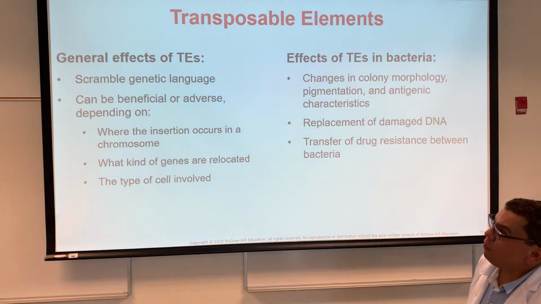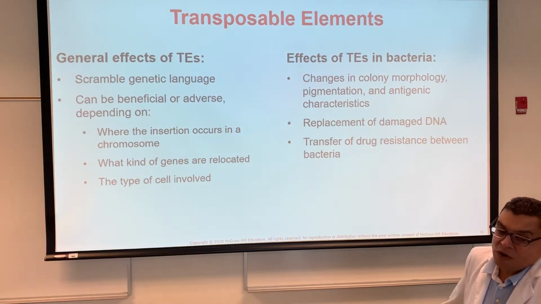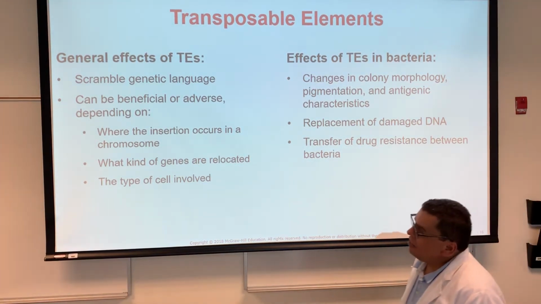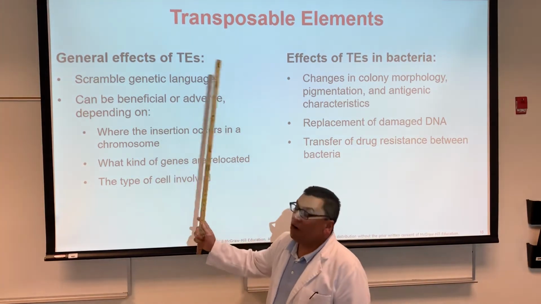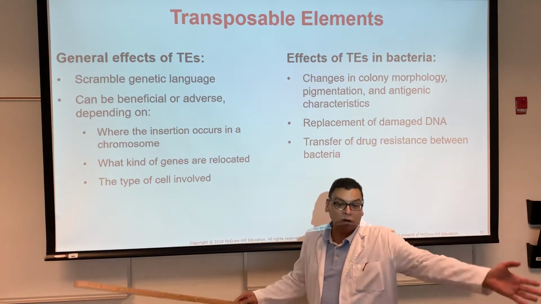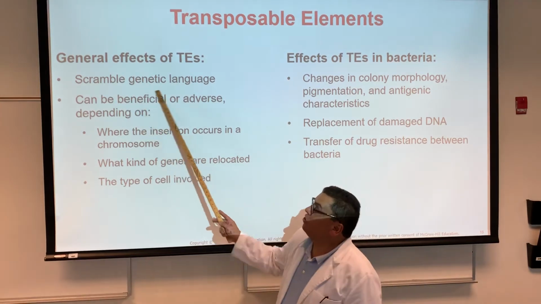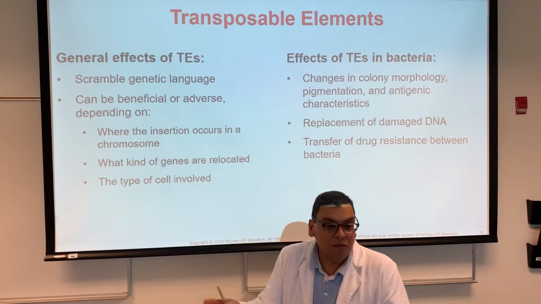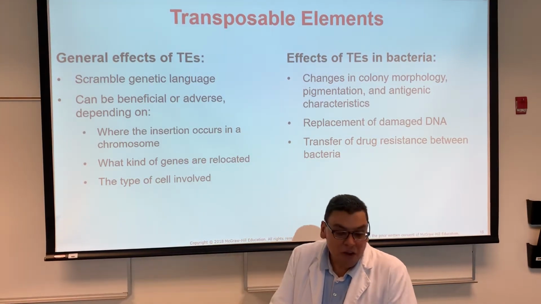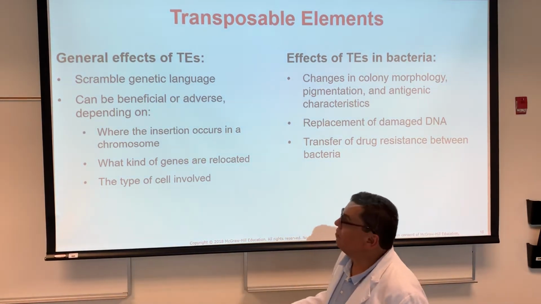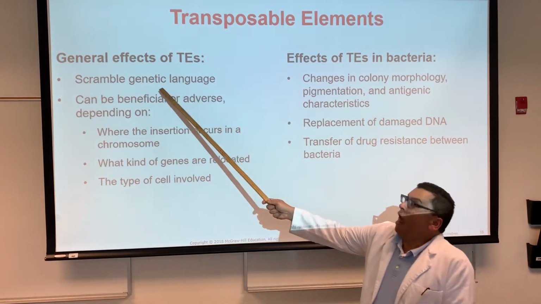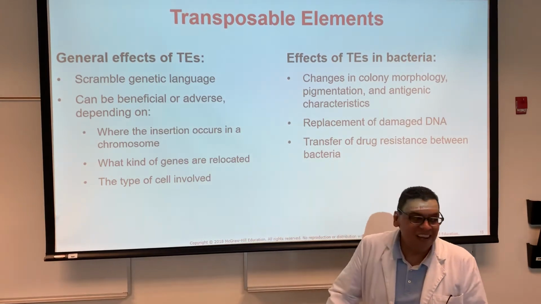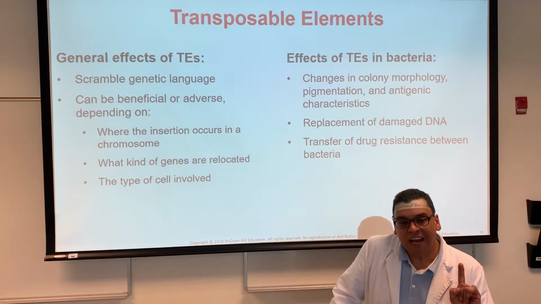General effect of transposons. The simple thing is, it scrambles your DNA. It creates new varieties. Again, the theory is that they were involved in our evolution, and actually evolution of all organisms. So, scrambled genetic language. That's as simple as taking a deck of cards and shuffling it. You never know what you're going to end up with. So some of the scrambling can be either beneficial or harmful. It all depends on where the transposon is going to end up.